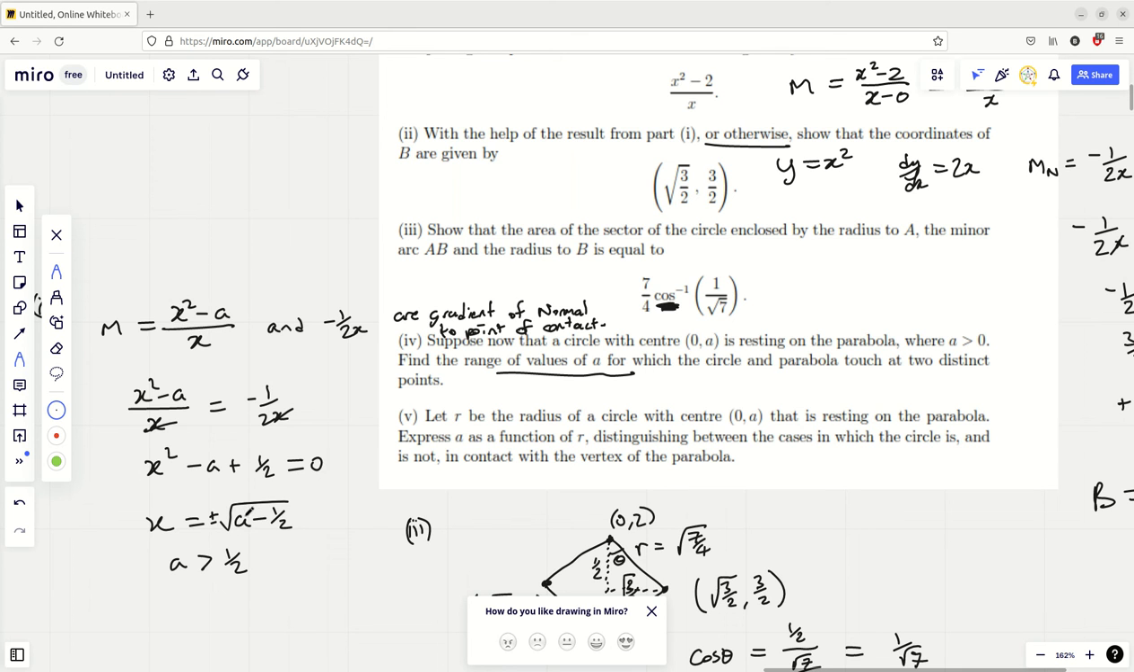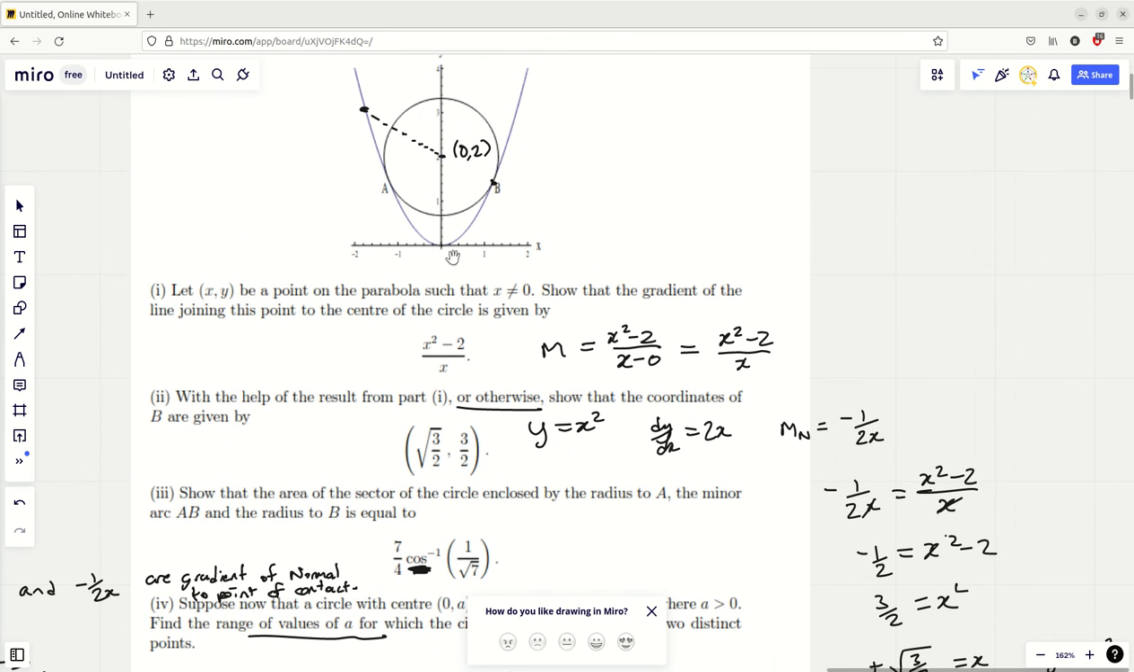If it's equal to a half, you get the square root of 0. And the square root of 0 will give you one x value. But we're looking for two distinct x values, two distinct points. So actually, you do have to rule out the possibility that it's a half.